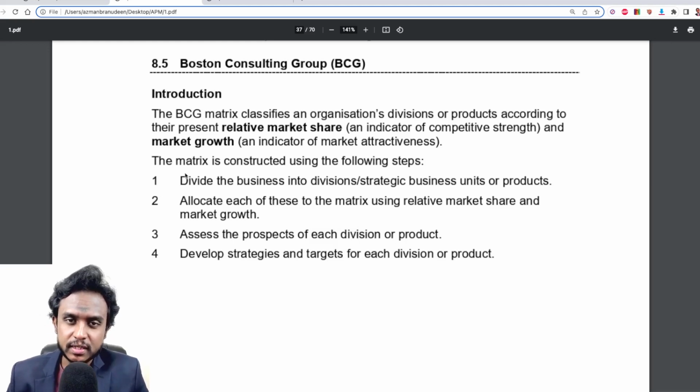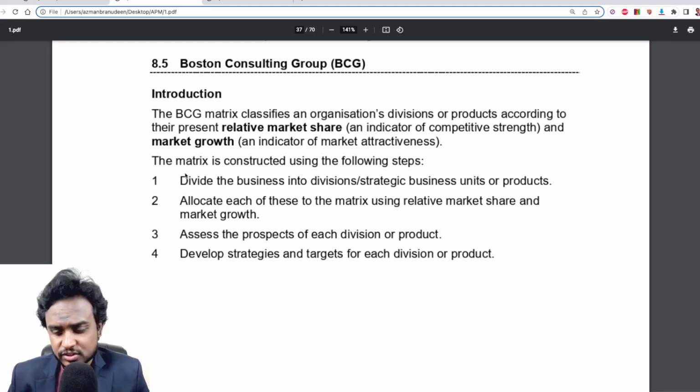SBUs, at the divisional level. If you have different businesses in your unit, and each of those businesses has different market shares, there's some kind of internal competition which you can pitch one against the other, and you can get relative growth rates and market share. Then you can use the BCG matrix and apply it for divisions as well, but mostly it's for products and services. What you do is you classify them based on two metrics: one is relative market share and the other is market growth.